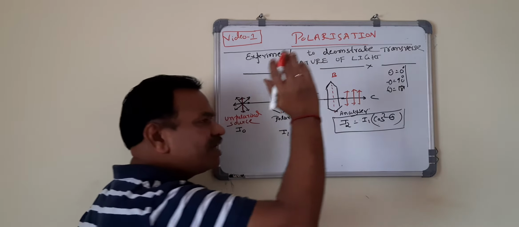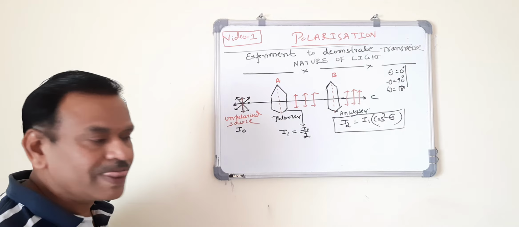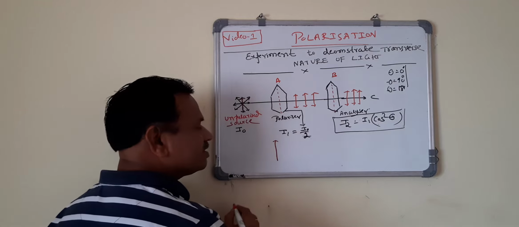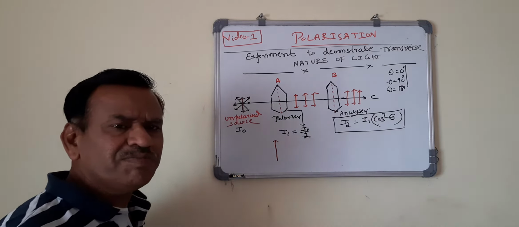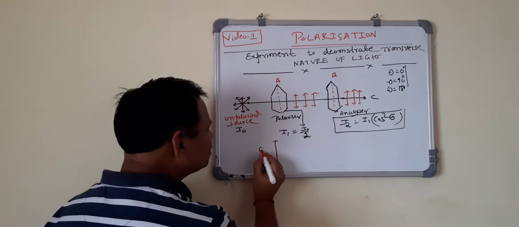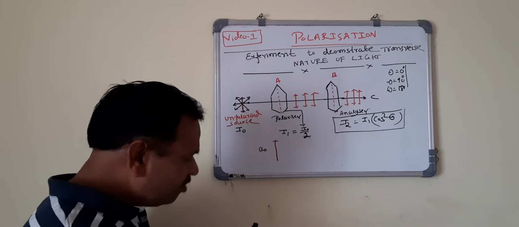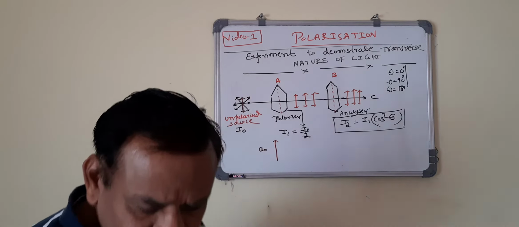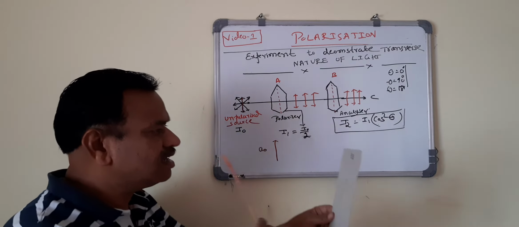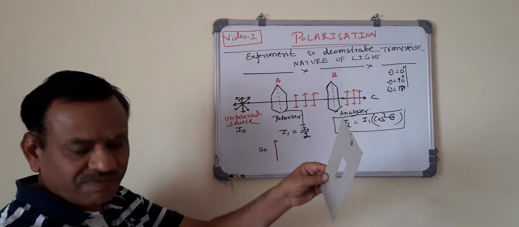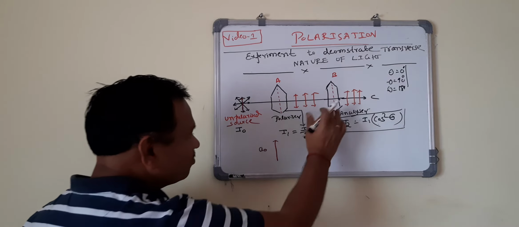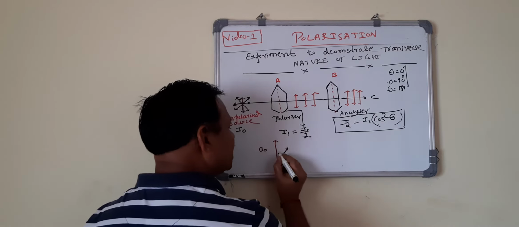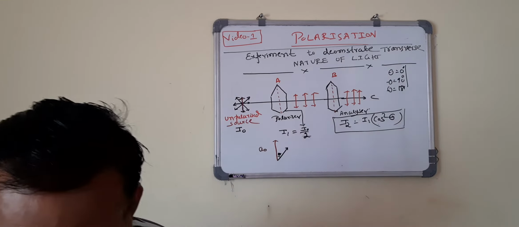And this is the most general equation: I2 equal to I1 into cos square theta. Now, how does this come? This is the intensity of the light, and intensity is directly proportional to the square of the amplitude A0. Now, when crystal B is rotated like this, so that it makes an angle like this, this angle is theta. I think you can understand.